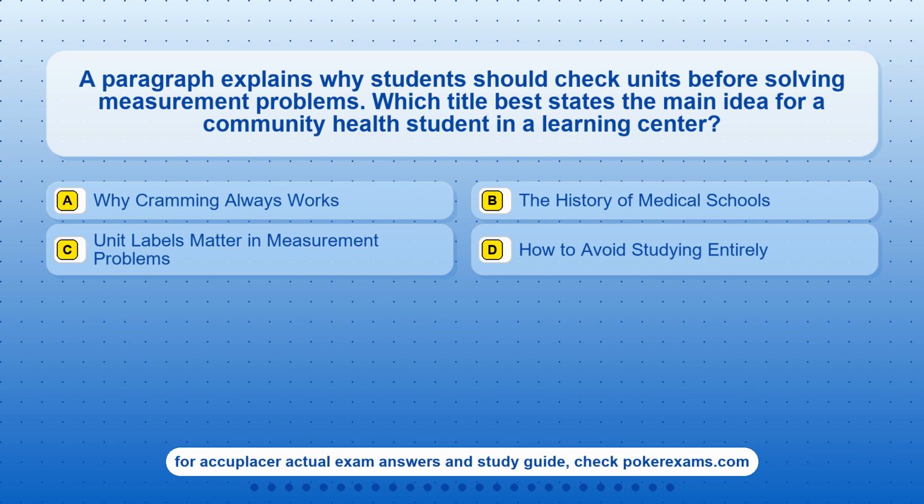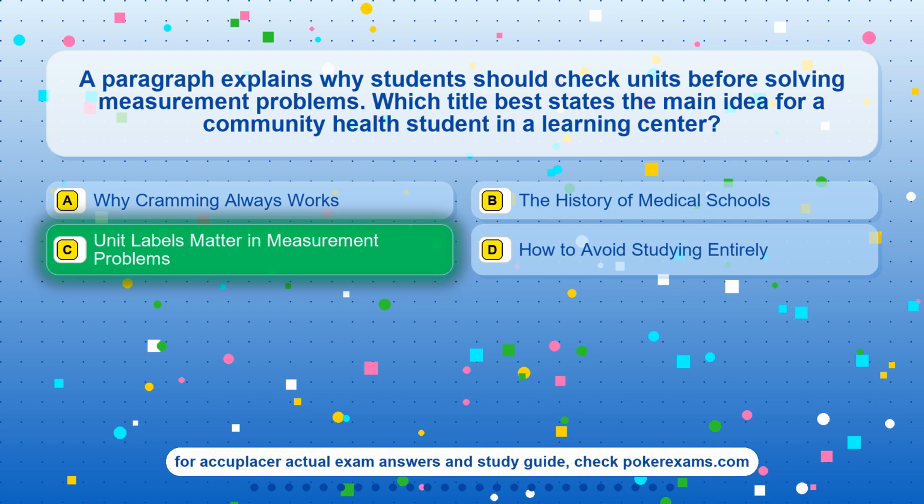Question 9. A paragraph explains why students should check units before solving measurement problems. Which title best states the main idea for a community health student in a learning center? Option A. Why cramming always works. Option B. The history of medical schools. Option C. Unit labels matter in measurement problems. Option D. How to avoid studying entirely.